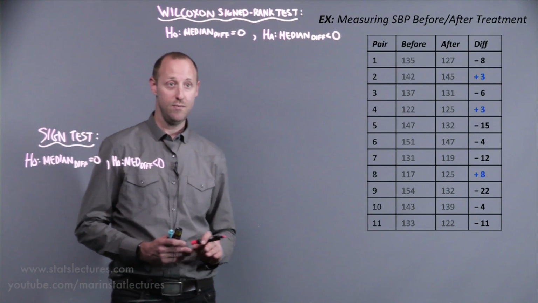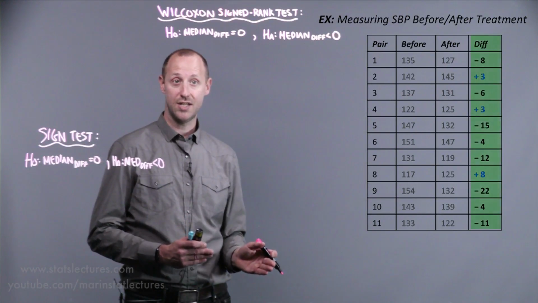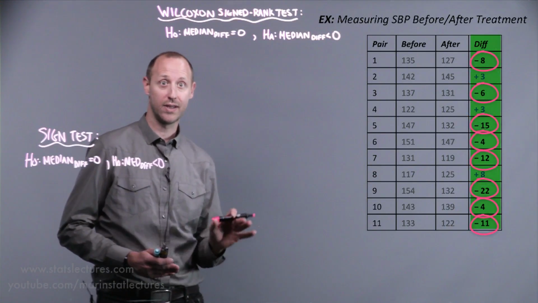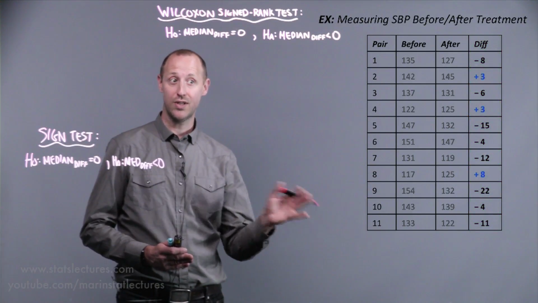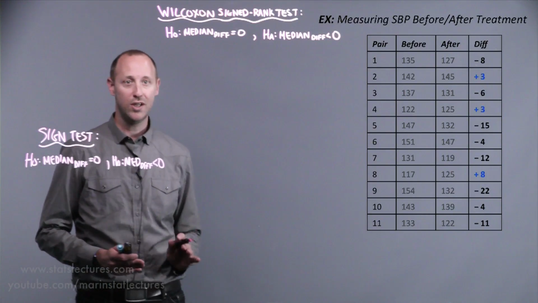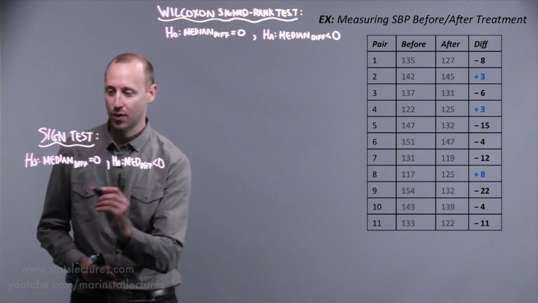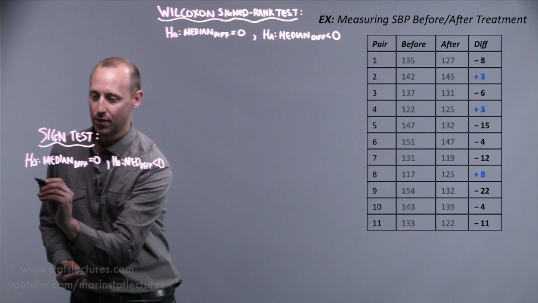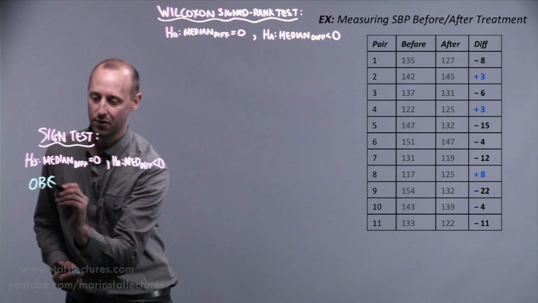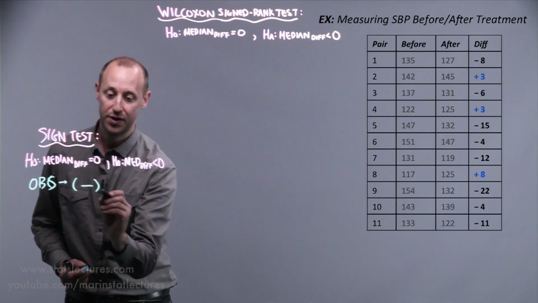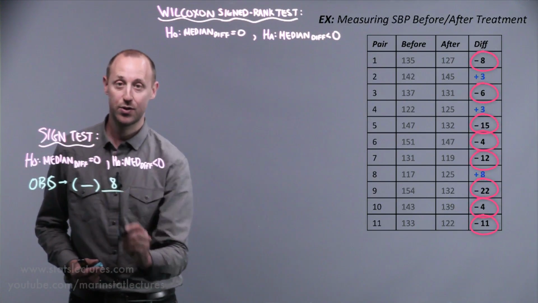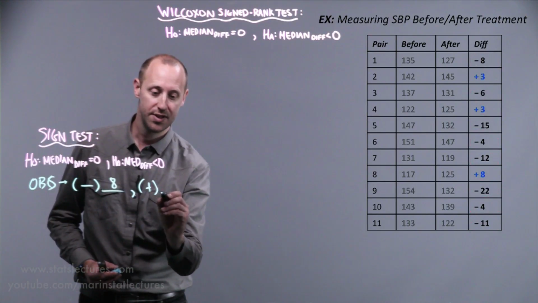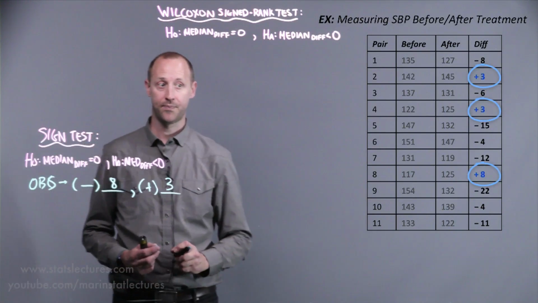So all this test does is, we can see over here, when we look at the changes in the after minus the before measurement, some people had increases, some people had decreases. So it just looks at the sign. Was there an increase or was there a decrease? If we look at the signs, or the changes, we'll see that for the decreases, there were 8 individuals who experienced a decrease in their systolic blood pressure after treatment. And for the increases, if we count them up, there were 3.